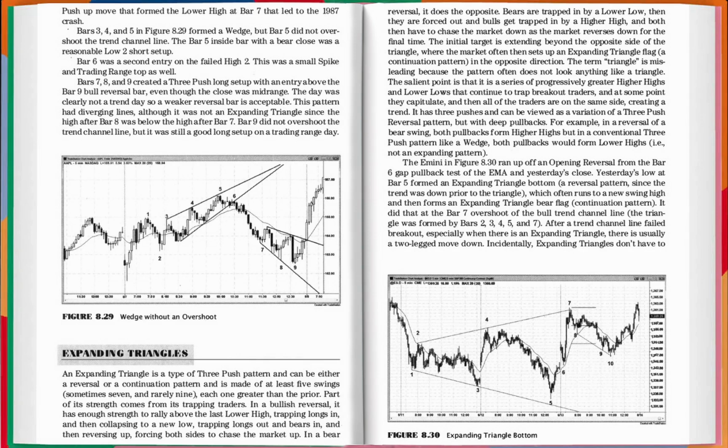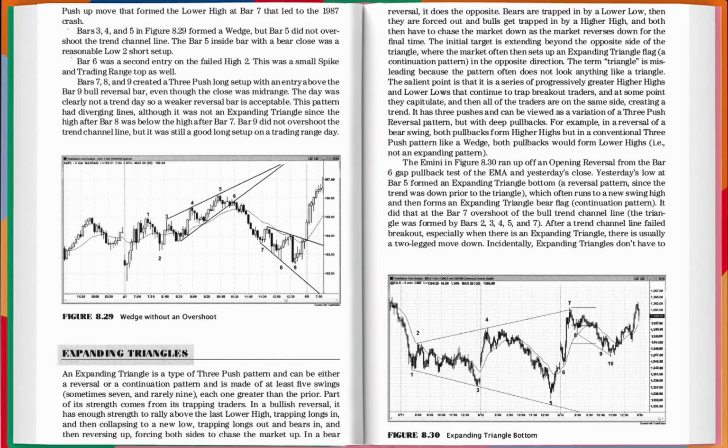Bars 3, 4, and 5 in figure 8.29 formed a wedge, but bar 5 did not overshoot the trend channel line. The bar 5 inside bar with a bear close was a reasonable low 2 short setup. Bar 6 was a second entry on the failed high 2. This was a small spike and trading range top as well.